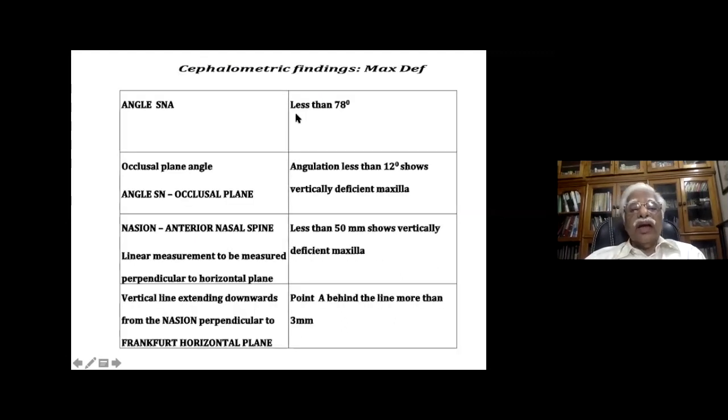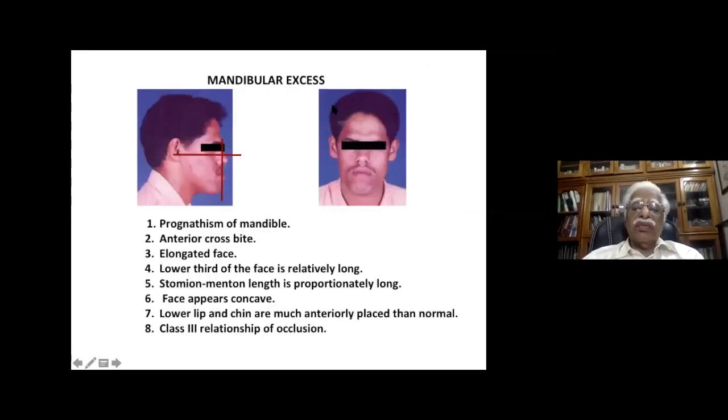Coming to this analysis, SNA is 80, and 2 millimeters up to 80 is all right. If it is less than 78, we should consider that the maxilla is deficient. When you come to the mandibular prognathism, here you can see the subnasal vertical which I have taken. Upper lip is almost normal, but the lower lip is much more prominent. It should have been 2 millimeters behind, so it should have gone almost 4 millimeters backward.